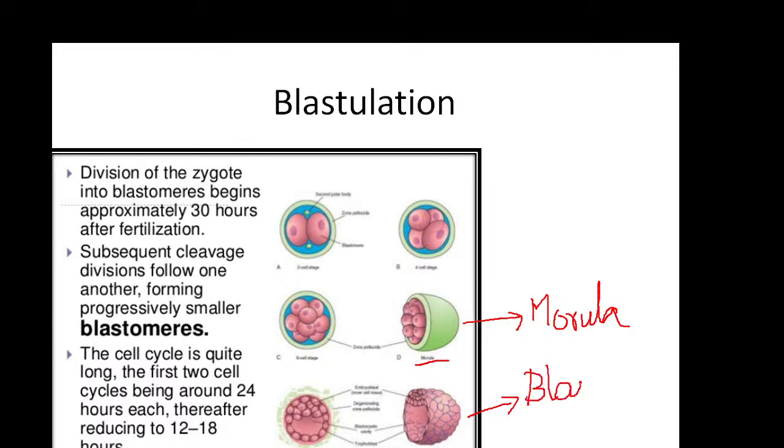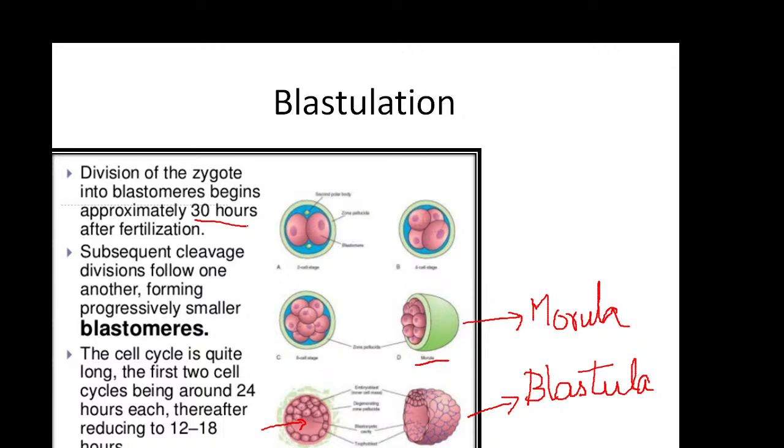So the main difference between blastula and morula is that morula means a mass of cells, while blastula means there is a cavity. See, this is a cavity. A cavity will be formed inside the zygote, or inside the developing embryo. That's known as blastula.